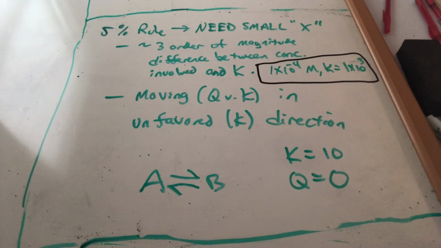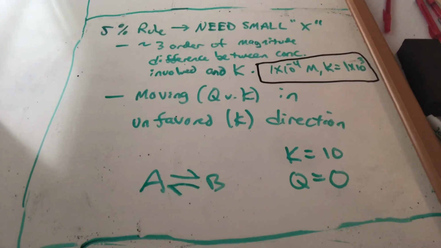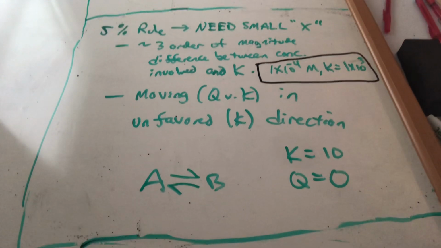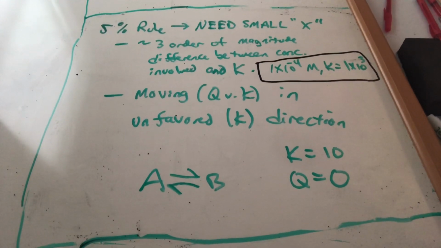This video focuses on the 5% rule, which is maybe the most overused thing that students will try to invoke in equilibrium problems. And that doesn't mean you won't see it a lot. It just means that you'll try to use it in places where you shouldn't. And I'm going to try to prevent you from using it in the wrong places.